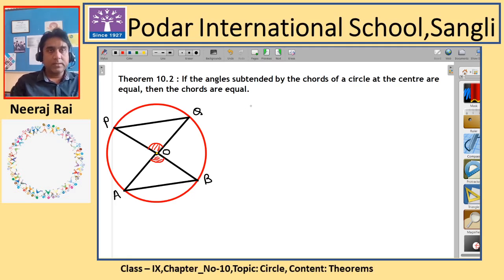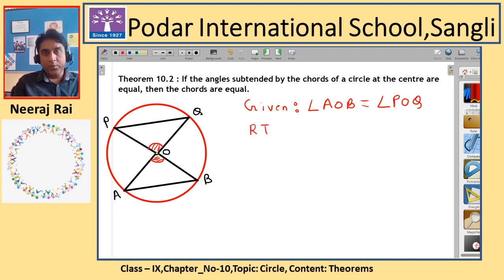So I write here what is given. It is given that angle AOB is equal to angle POQ. This is given to you. What you are required to prove is that AB is equal to PQ. This is what you are going to prove. Now let us prove it. Let me write the proof.